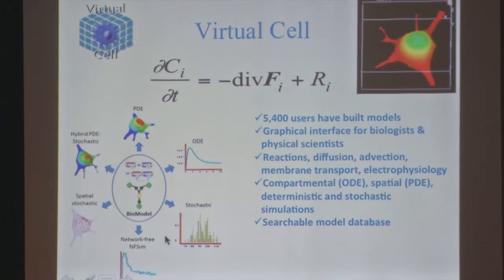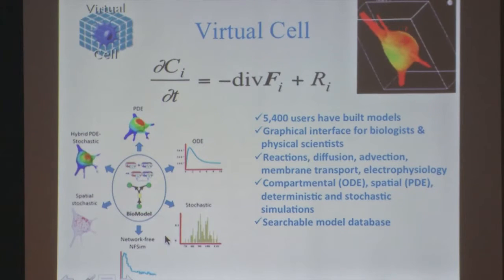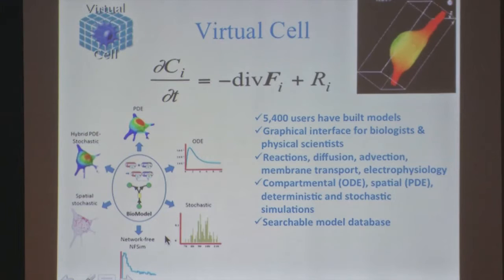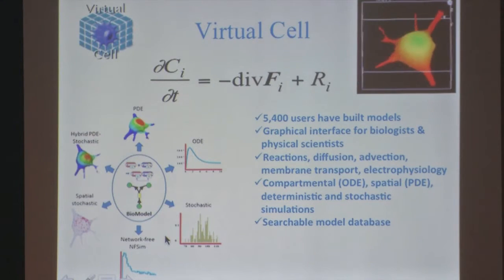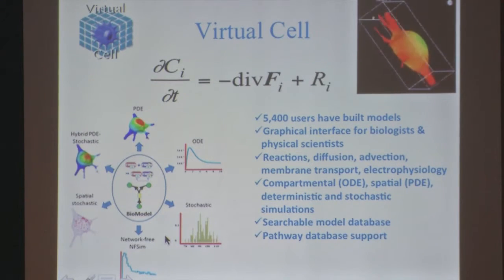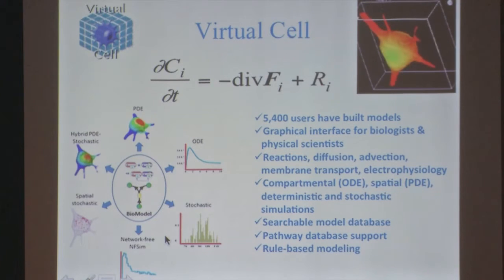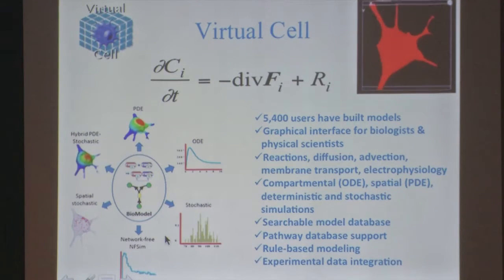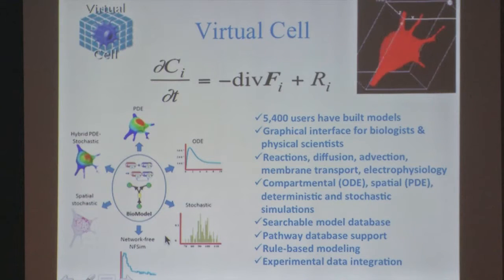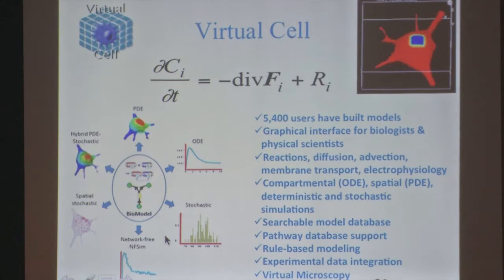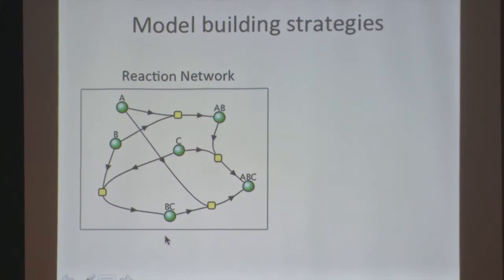And we have a database underlying Virtual Cell that holds on to all of this modeling information and allows you to copy one piece of a model from one system into your own particular model. We have pathway database support. I'll talk about rule-based modeling. And we can even integrate experimental data into the Virtual Cell software. Okay, so that's Virtual Cell.